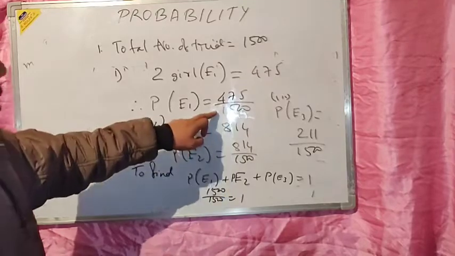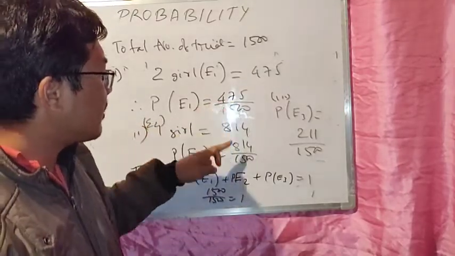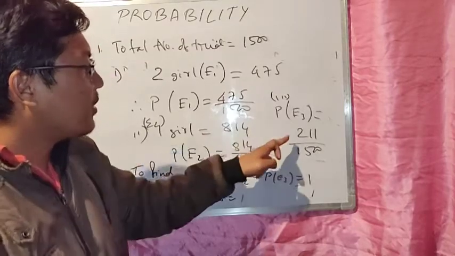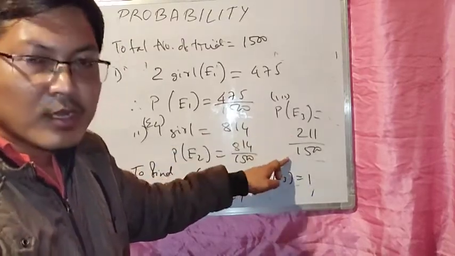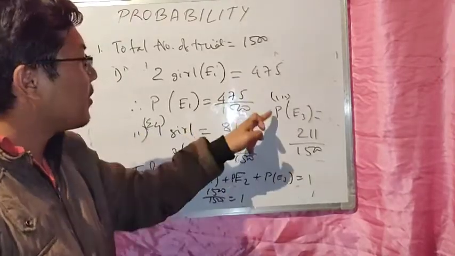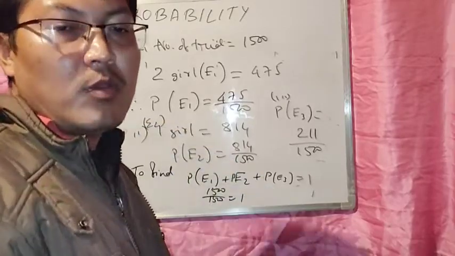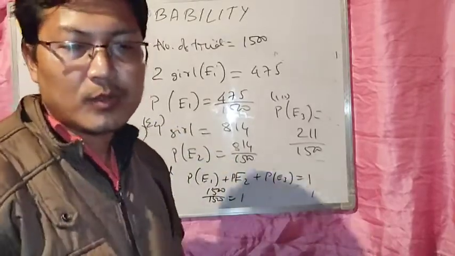We have to find the LCM. 475 by 1500 plus 814 by 1500 plus 211 by 1500. That means the LCM will be 1500. In the numerator the sum will be 1500. 1500 by 1500 will be 1. Understood? Everyone?